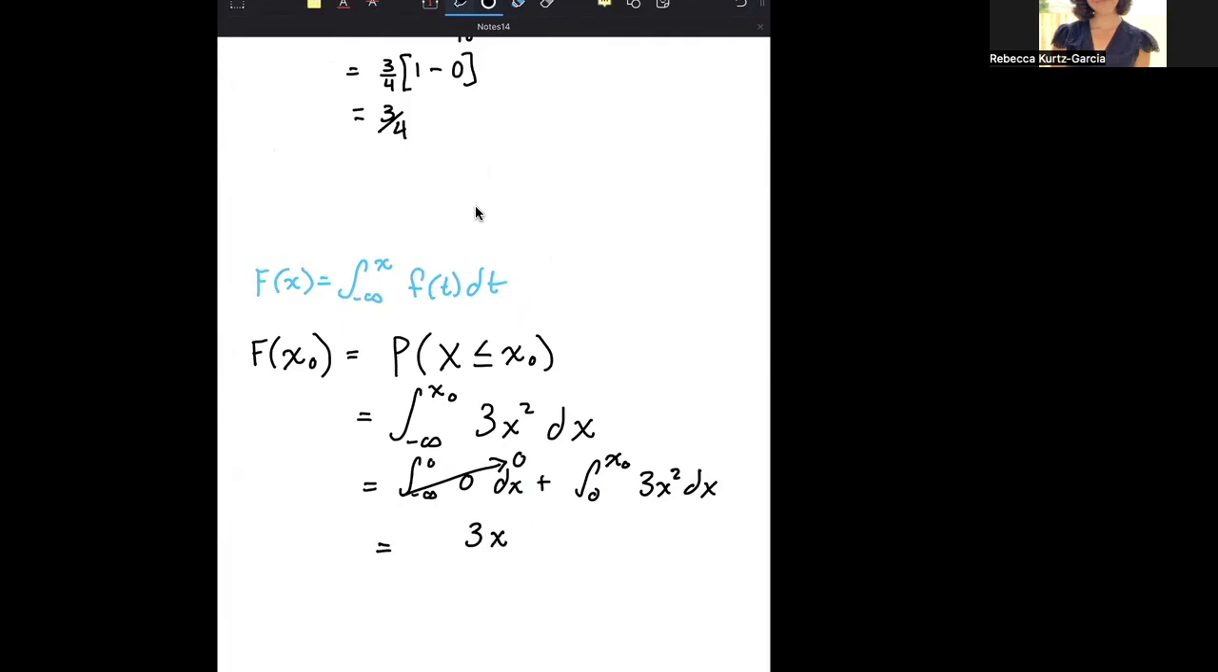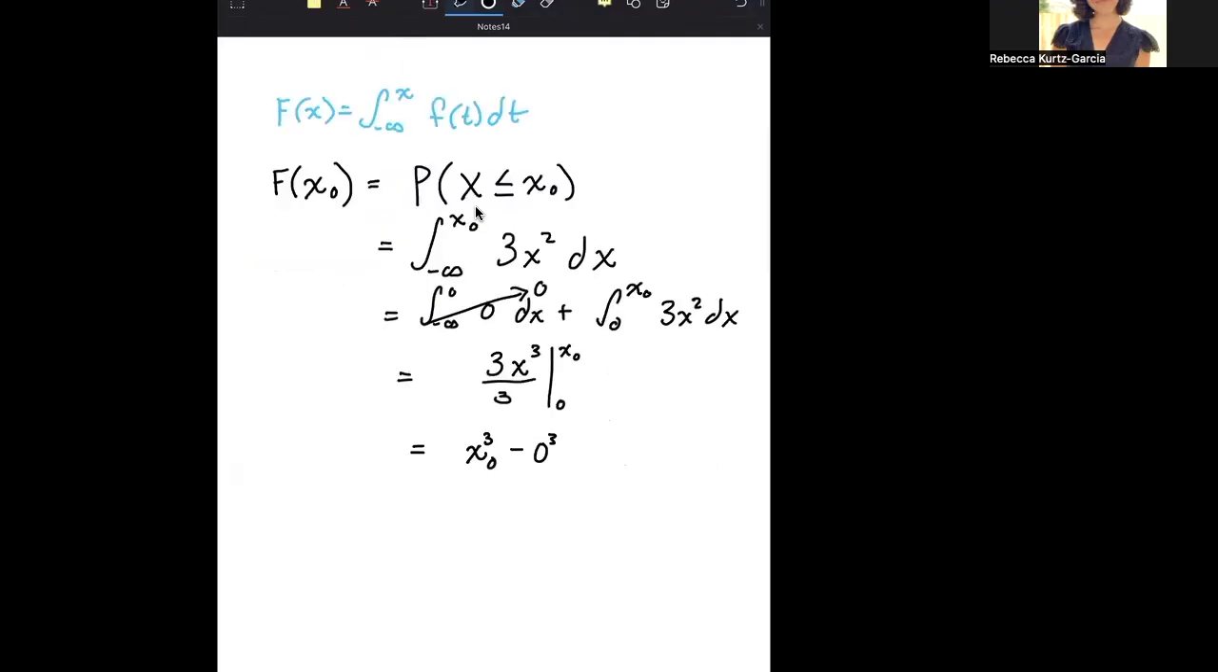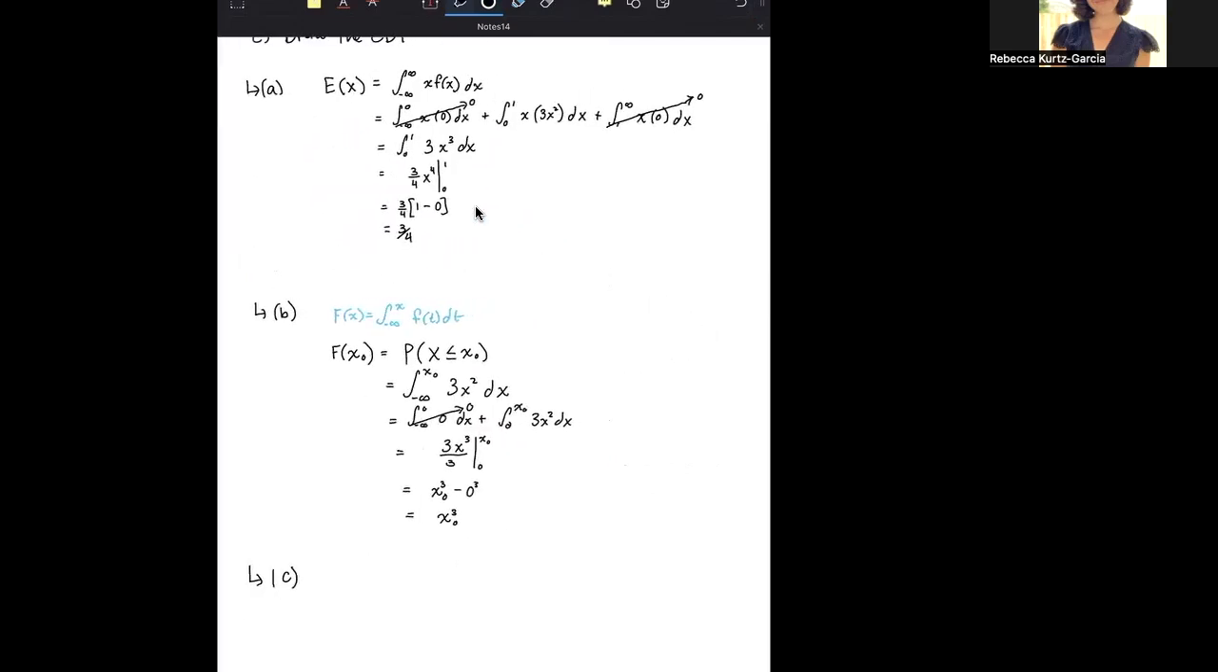So evaluating that second term over here, I have 3x to the third over 3, evaluated from 0 to x naught. And then we get x naught to the third minus 0 to the third. And then we get x naught to the third. But again, we are not done yet.